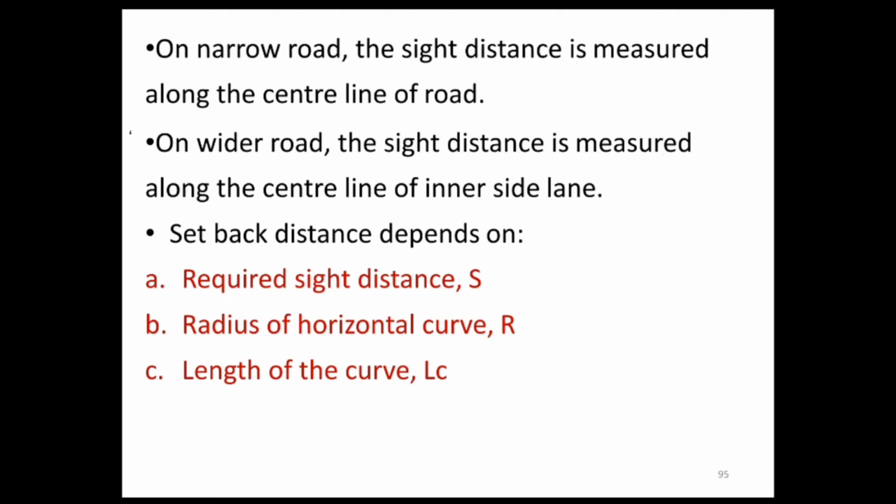On a narrow road, the side distance is measured along the center line of the road, whereas on wide roads, the side distance is measured along the center line of the inner side lane. Thus, the side distance depends upon the following factors. First, the required side distance S, the radius of the horizontal curve R, and the length of the curve LC, which may be greater or lesser than S.